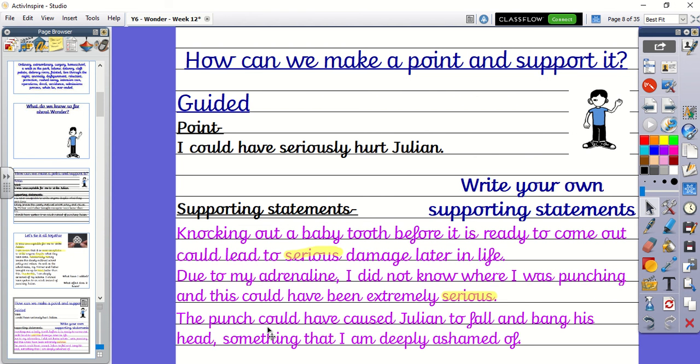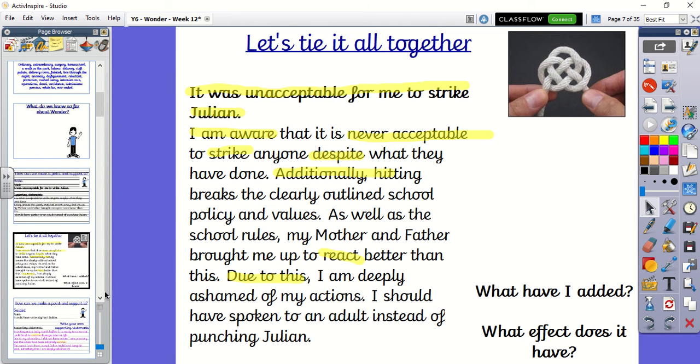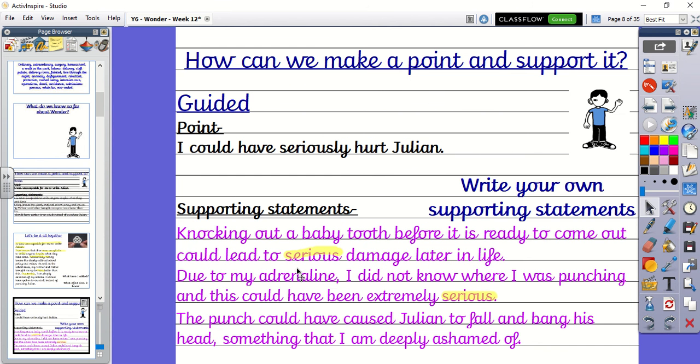He could have caused, because the punch was so violent perhaps, or with such force, it could have caused Julian to fall and bang his head and perhaps really, really cause him concussion or anything like that. Okay, so there are my supporting statements linked to my point. If you could write me just one more, okay, especially for bronze and silver. Gold, if you can try and think of two more, that would be perfect. Okay, don't forget, you're not joining them together, you're not linking them together, not tying them together just yet. You're just writing your supporting statements.